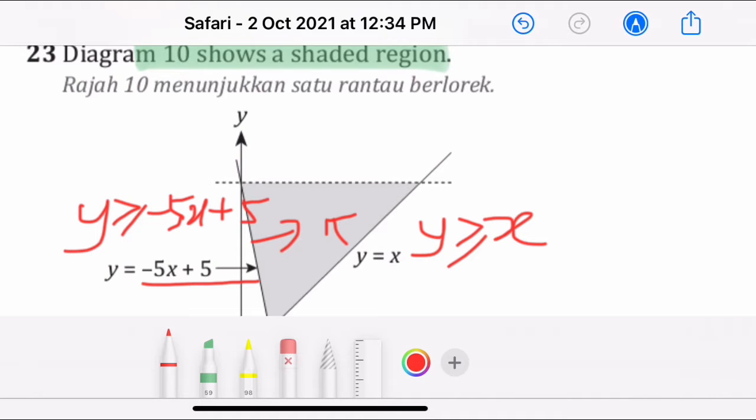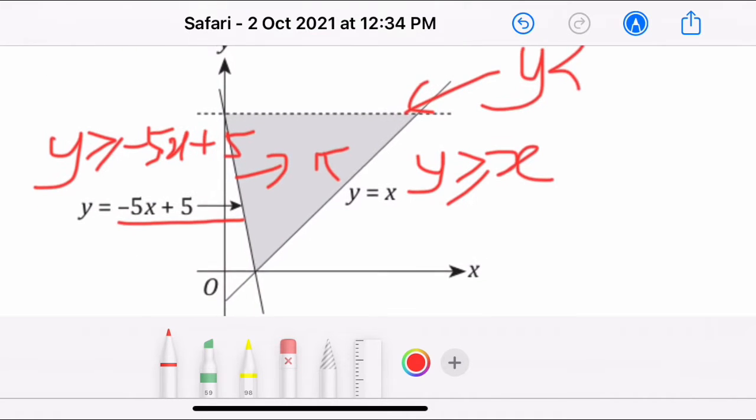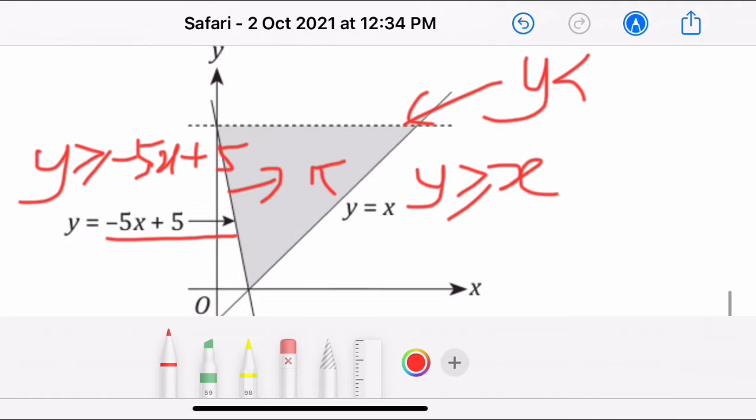So how to find this line? This one should be y less than 1. Okay, you look at this line, y equal to negative 5x plus 5. When x is 0, y is 5. Substitute, because here x is 0, y is 5. So because it's shaded down, y less than 5. So the answer is y less than 5.